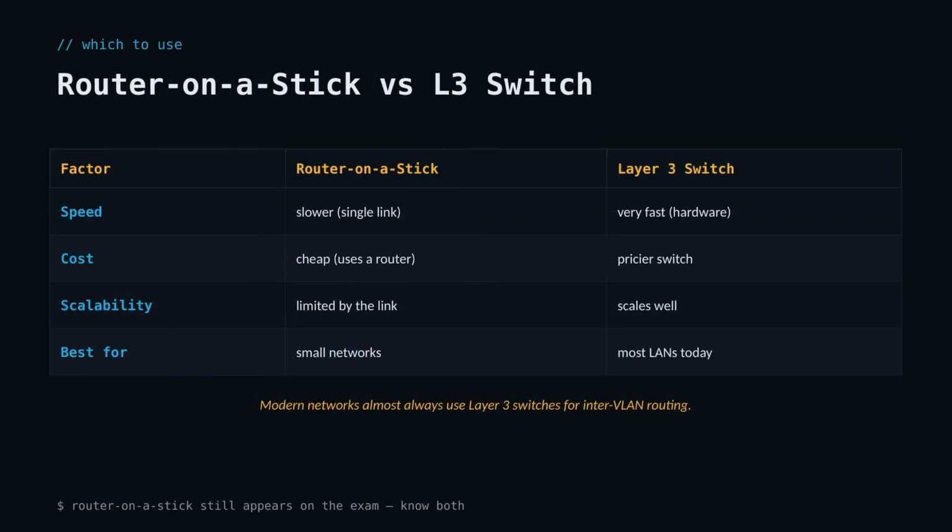So which one wins? In practice, the Layer 3 switch. It routes in hardware, scales cleanly across many VLANs, and isn't bottlenecked by a single trunk link. Router on a stick is cheaper and fine for a small network or a lab, but most production LANs today lean on L3 switches. That said, don't skip the older method. Router on a stick still shows up on the CCNA exam, so you want both configurations in your back pocket.